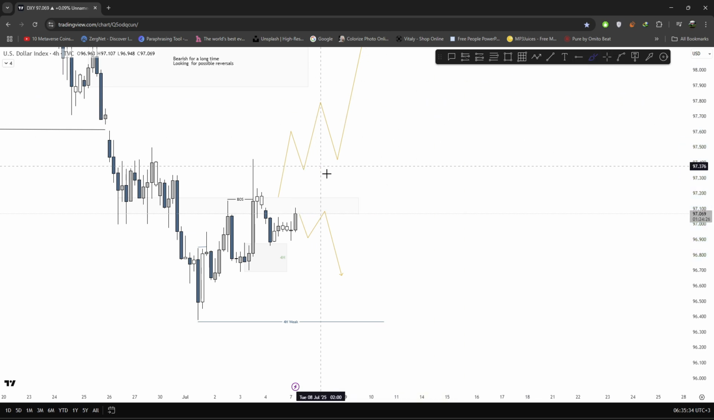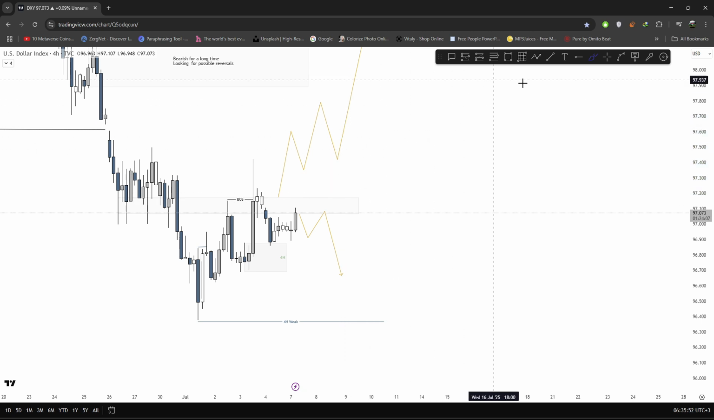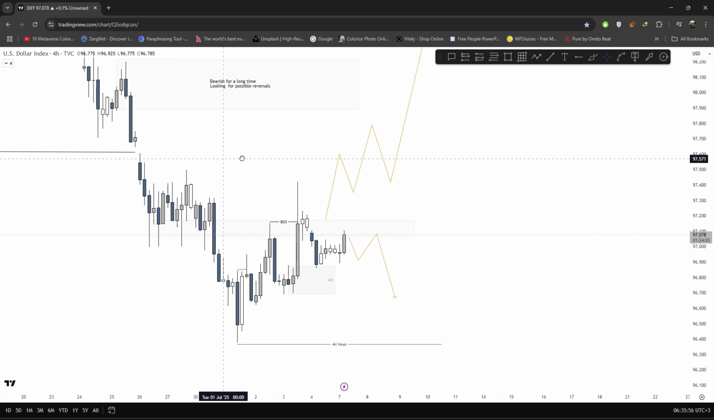If not, what else I'd be looking for is if price closes confidently above this area, then gives us nice bullish momentum or bullish engulfing candles with strength. Then look for that retest of the 97.12 region, and then we can continue on to the upside and look for those buys, because that's where I'd be interested in positioning myself in the dollar index as of now.